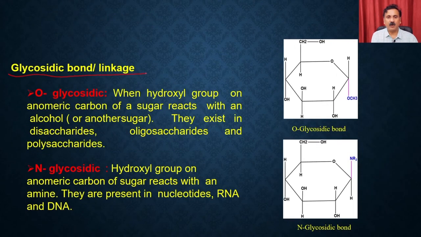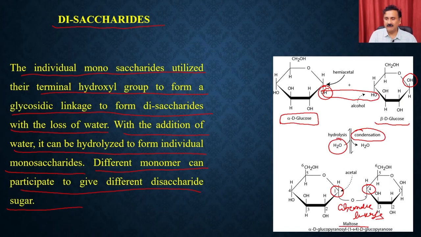The glycosidic linkages formed in sugars could be of two different types. You can have O-glycosidic linkages or N-glycosidic linkages. O-glycosidic linkages form when the hydroxyl group on the anomeric carbon of a sugar reacts with an alcohol of another sugar, such as we have just seen here. O-linked glycosidic linkage means it is between the first and the fourth carbon. This is the anomeric carbon, where you have the OH, and that OH makes a condensation with another OH on the fourth position, and that's how it forms the O-linked glycosidic linkage.